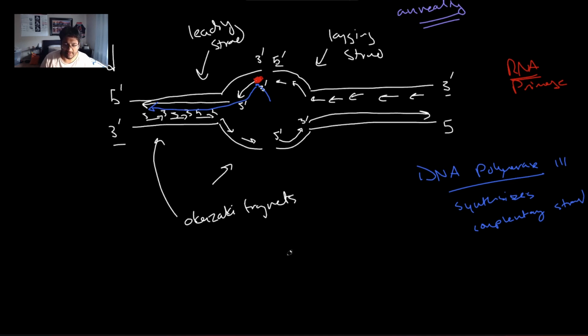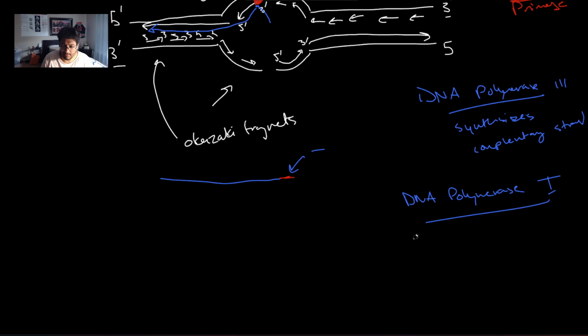But if you notice, we're going to have a new DNA strand, and we're still going to have the RNA primer over here on that replicated strand. So we want to replace this with DNA, because obviously, you can't have RNA and DNA. And this is what DNA polymerase 1 does. It replaces the primer RNA strand.